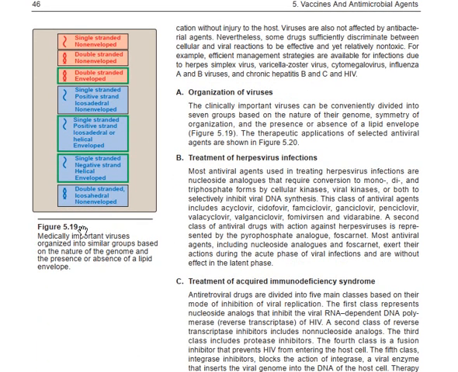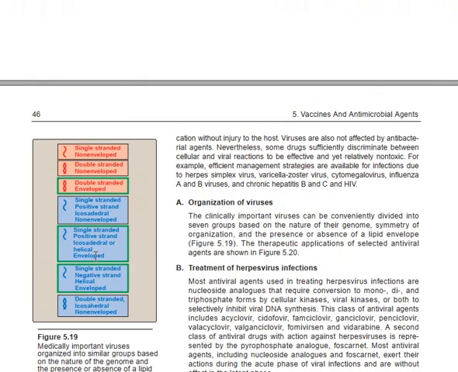Now, what are the agents used to treat viral infections? You need to know that the medically important viruses are organized in groups based on the nature of their genomes. The first is single-stranded non-enveloped, then double-stranded non-enveloped, and double-stranded enveloped. When you see red, it means that it is DNA, and when you see blue, it means that it is RNA.